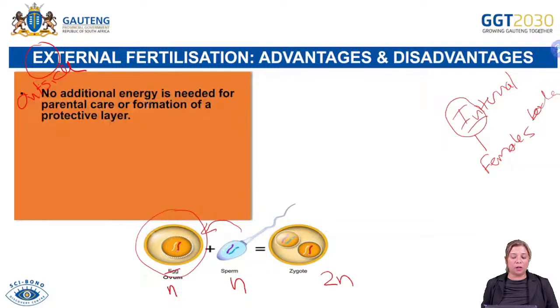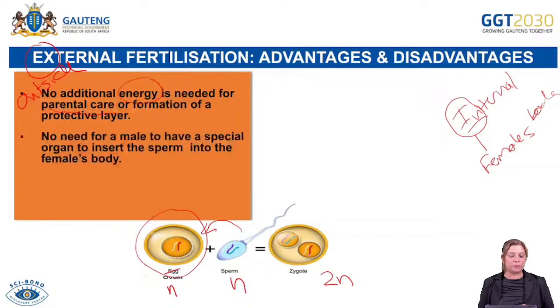So there is no additional energy needed for parental care. The female lays the eggs and she moves on. She doesn't stay there to look after the eggs or nurse the little fish and make sure they can swim, they're okay, and they have food. No, she just drops the eggs, the male drops the sperm, and they move on. The fish are left to fend for themselves. That is why they say there's no additional energy needed for parental care, because literally there is no parental care. The parents are long gone, they're swimming.